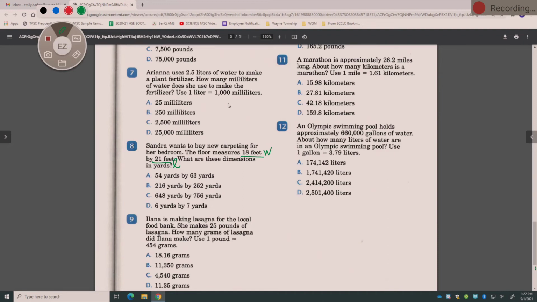So that means we need to have 2 sets of calculations going on. We need to be finding her length, and then we need to find her width. So we're starting in feet. So our first fraction for length is 21 feet over 1. We're wanting to end up in yards, right? We want our final answer to be so many yards.